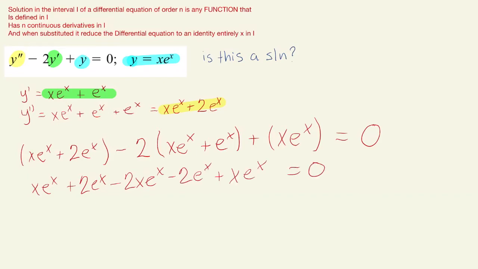Now, canceling like terms, 2e to the x goes with negative 2e to the x, and negative 2x e to the x cancels with the sum of x e to the x plus x e to the x, which leaves us with 0 equals 0. So yes, y equals x e to the x is in fact a solution.